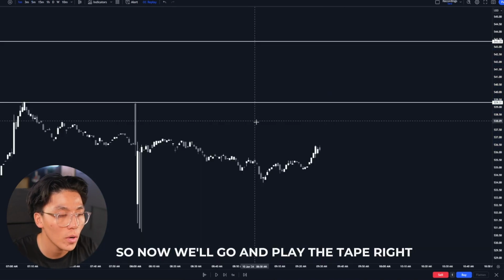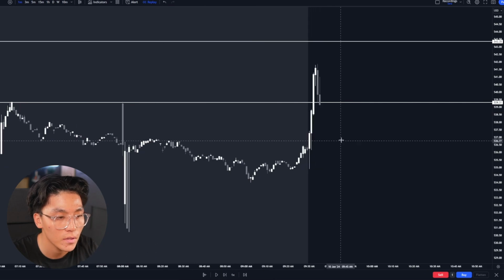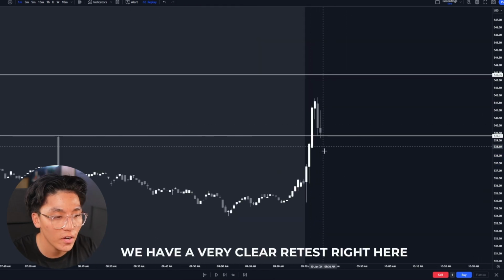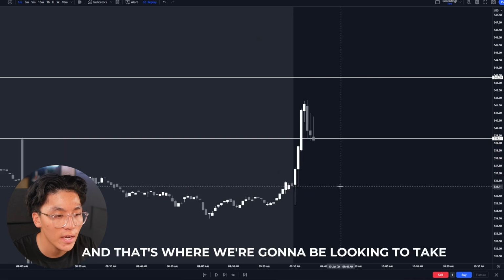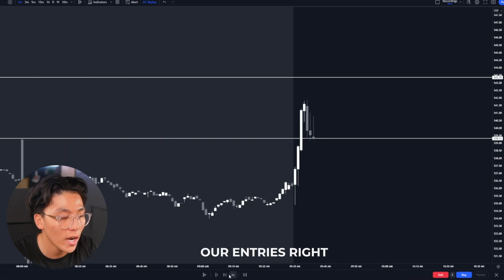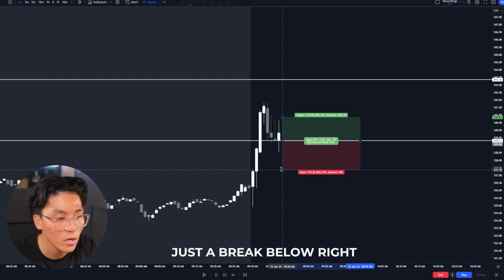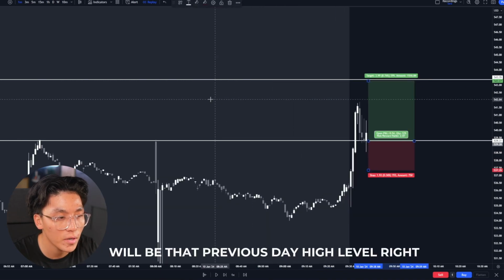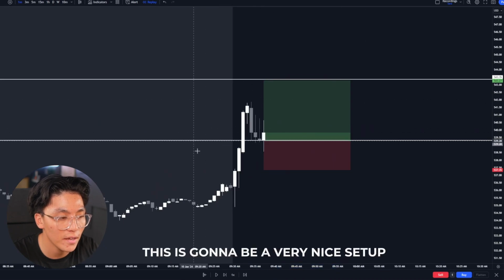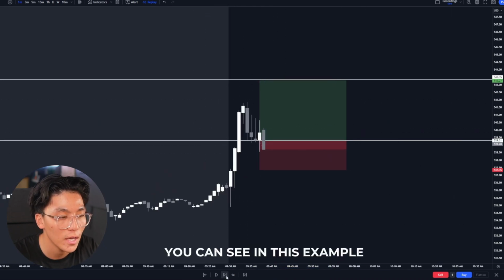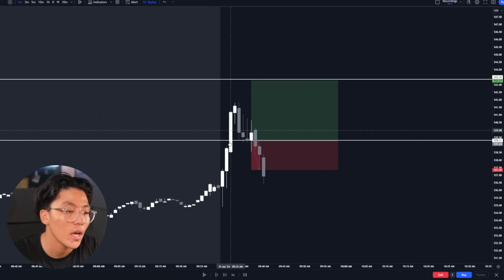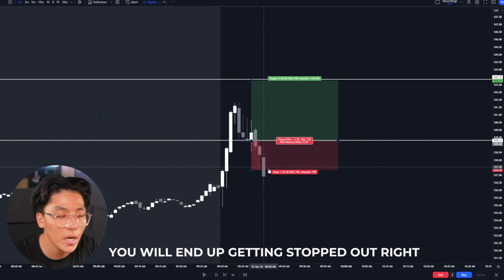So now we'll go and play the tape. So as you can see right here, we have a very clear retest right here. And that's where we're going to be looking to take our entries. So you can take our entries with just a stop, just a break below, right? And your targets will be that previous day high level, right? This is going to be a very nice setup. And you can see in this example, you will end up getting stopped out, right?